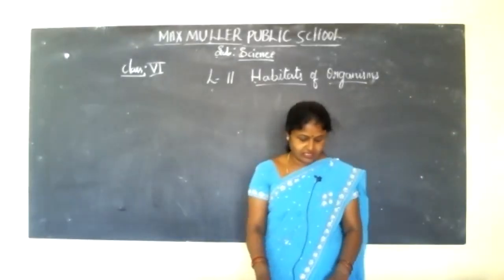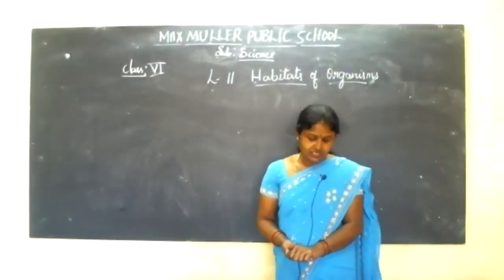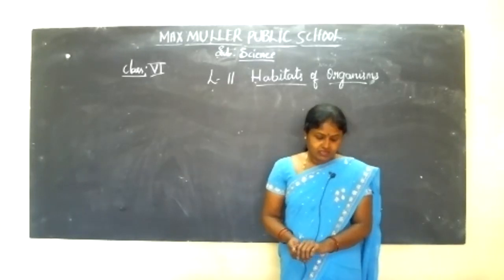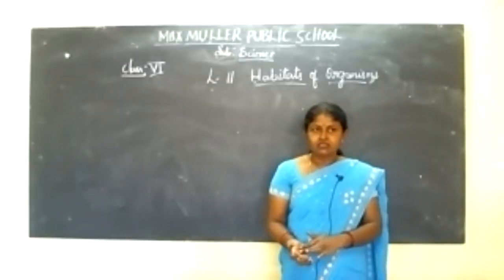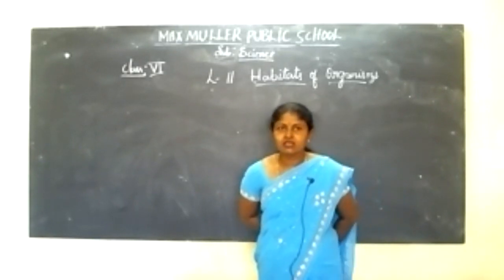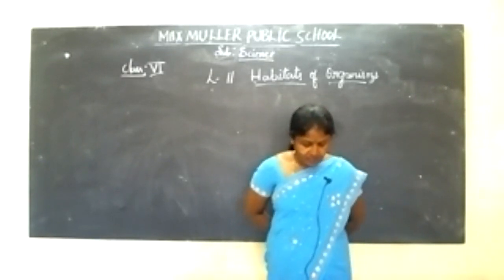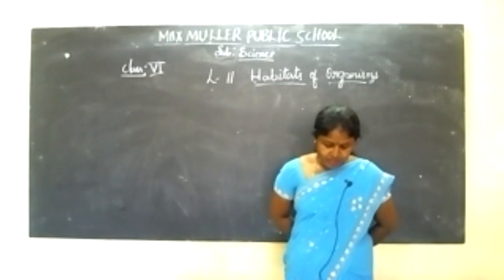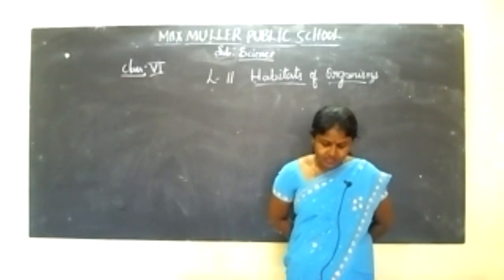We'll continue the lesson: Adaptations in terrestrial organisms. Terrestrial organisms live on land. So terrestrial organisms means the animals which survive on the land. They breathe with the help of lungs. Many of them have sharp teeth and claws and legs that help them run fast.